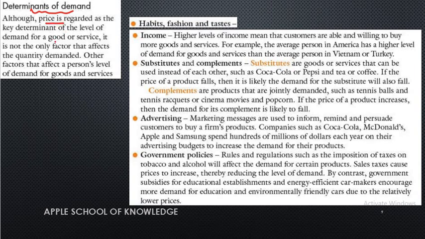Now we have some other determinants that are non-price determinants, and the first one is income. What does it mean? It means that a higher level of income means that customers are able and willing to buy more goods and services. So when the income of the customer increases, then definitely demand will also increase. It means that there's a direct relation between income and demand.